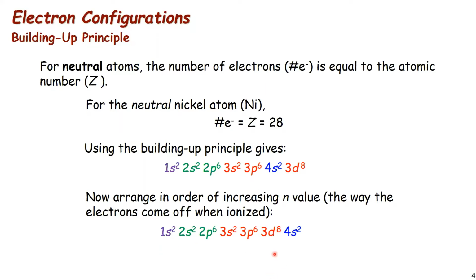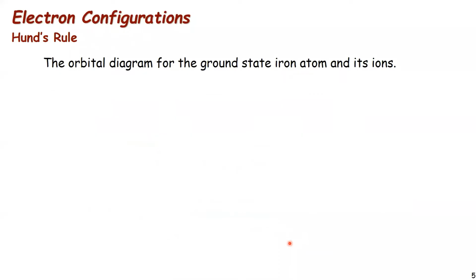Then within each shell, these all represent a shell. There's a shell, there's a shell, there's a shell, and there's an unfilled shell over here. This is an unfilled shell as well. Within a shell, we're going to put them in increasing order of energy of the subshells. That's going to be s, p, d, f. So this is the proper order, the increasing energy of the electrons within a given atom. Now the orbital diagram for the ground state iron atom and its ions.